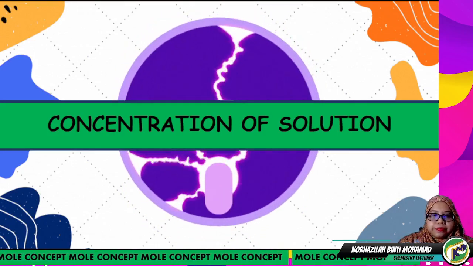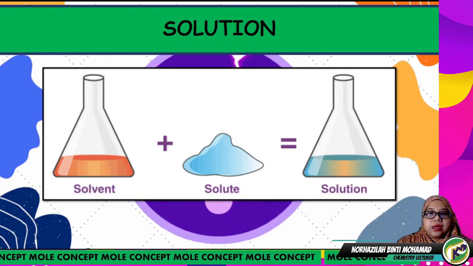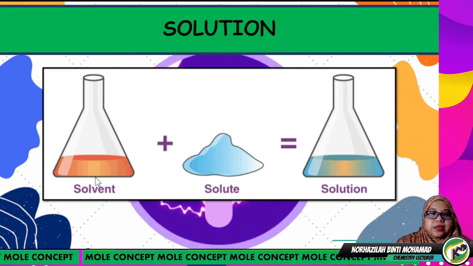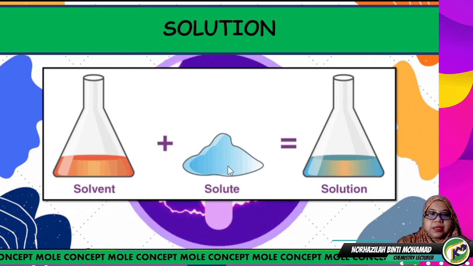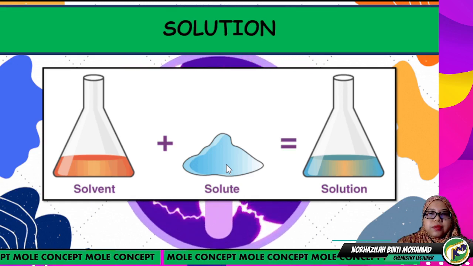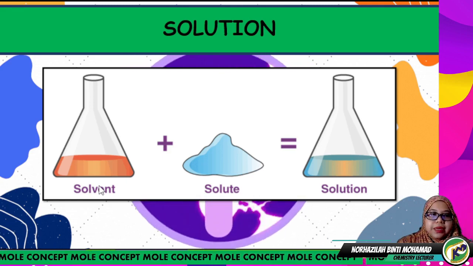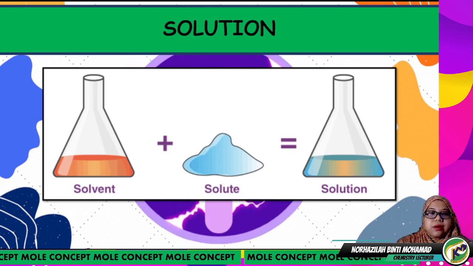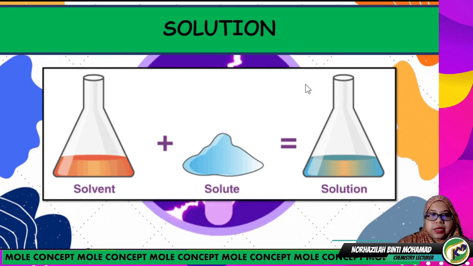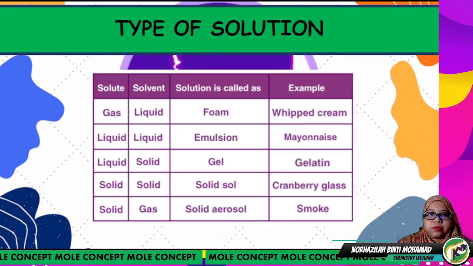Okay, so ready? So what is solution? Solution is a mixture of solute and solvent. The solute might be in the form of solid, liquid or gas. Same as solvent. The solvent might be solid, liquid or gas. So when we mix it together, we will form a solution. There are five types of solution.